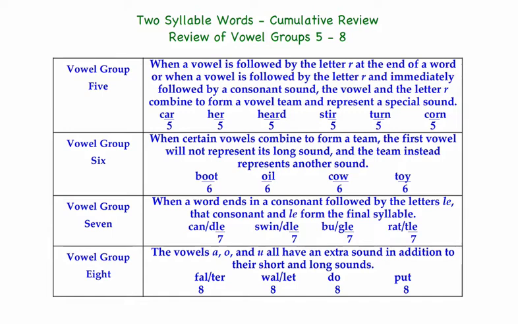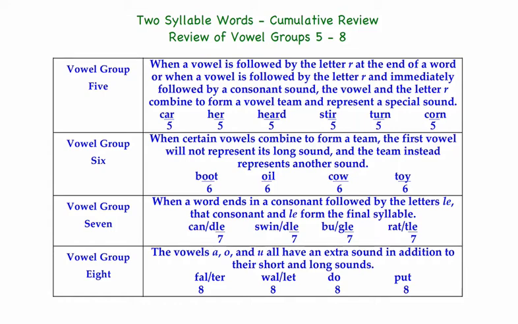At the end of the word, if you have a consonant plus LE, the consonant plus the LE split off from the rest of the word and form a separate syllable. The LE functions as a vowel team representing the sound ul, and in this construction, you would place the number 7 under the LE team.